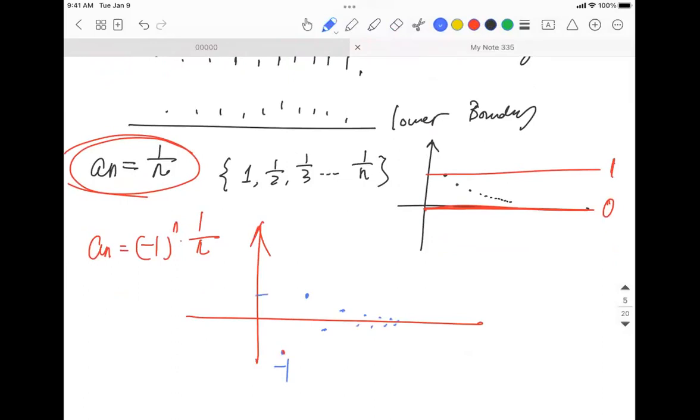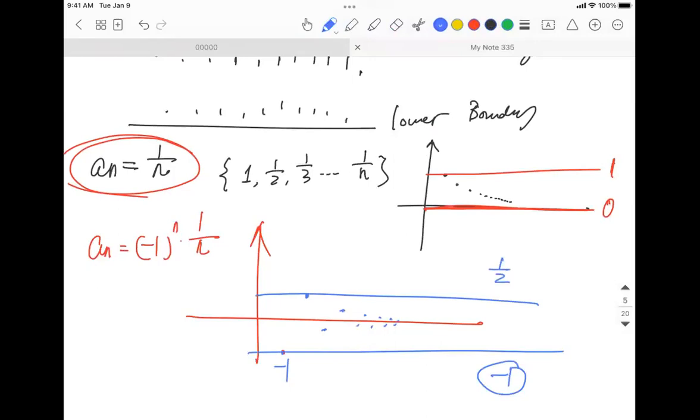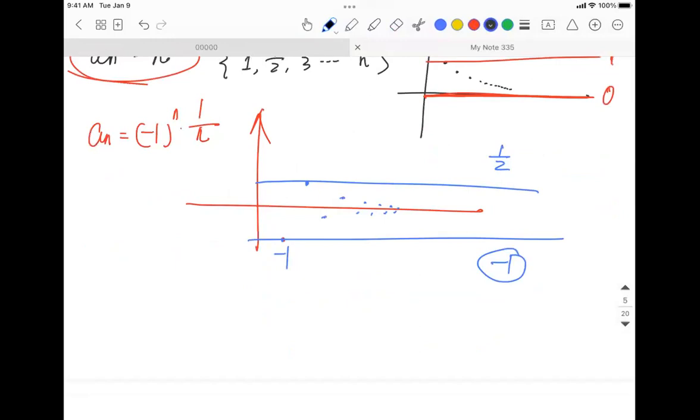So that being said, this sequence actually has two boundaries. One is minus 1, which you touch whenever n equals 1, and also 1 over 2, when n equals 2. As long as n is more than 2, the expression of this sequence is always going to be between minus 1 and 1 over 2, which is quite understandable, right? Or another very good example, let's say a_n equals sine n.